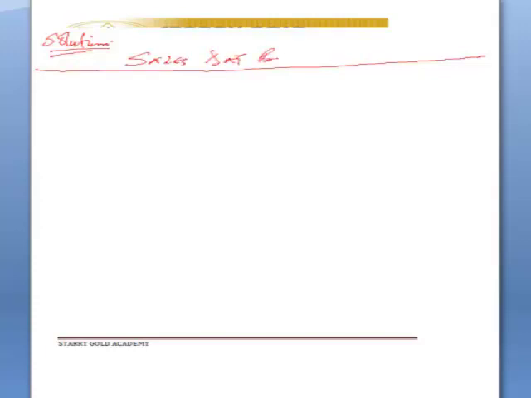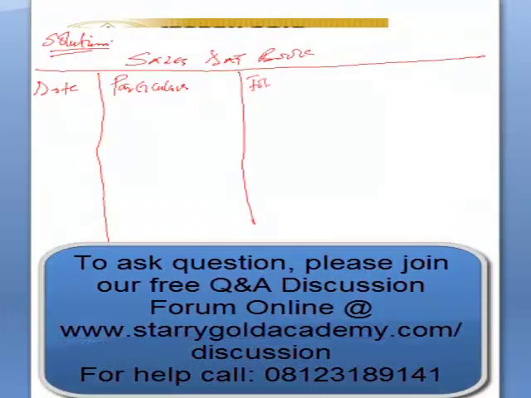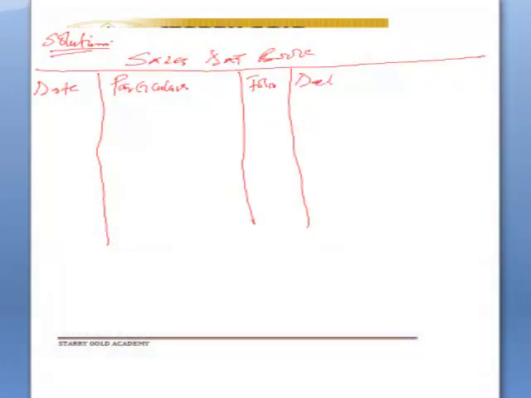So this will be the solution. Our specimen is this. Sales day book. We have date, particulars, folio, details, then we have total.